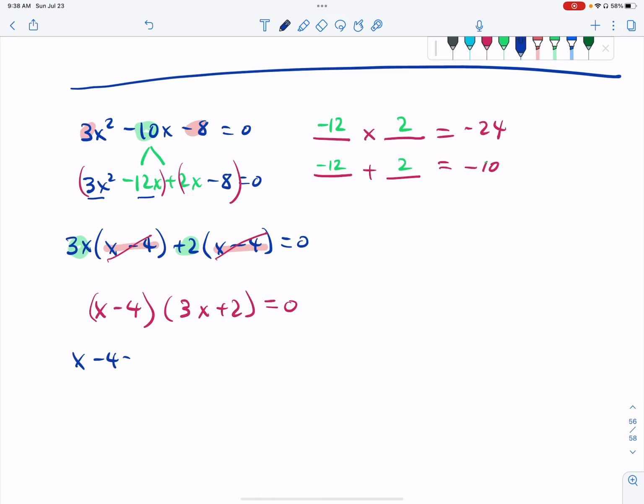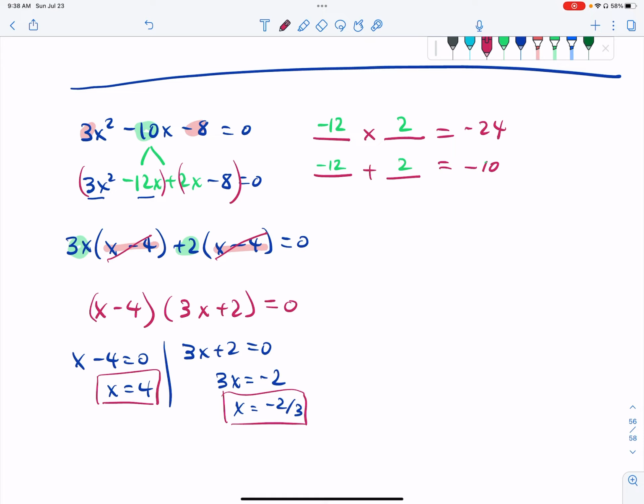x minus 4 is equal to 0, so x is 4. Over 3x plus 2 equals 0. I'm going to subtract over the 2. These kinds of things, like this last step here, you could probably do in your head, especially after you do a few of these and know exactly what to expect. And then I've got to get rid of this 3, so I'll divide it over. x is equal to negative 2/3.